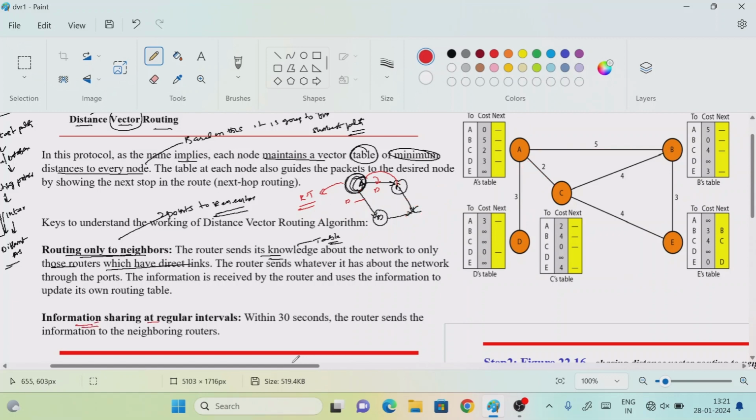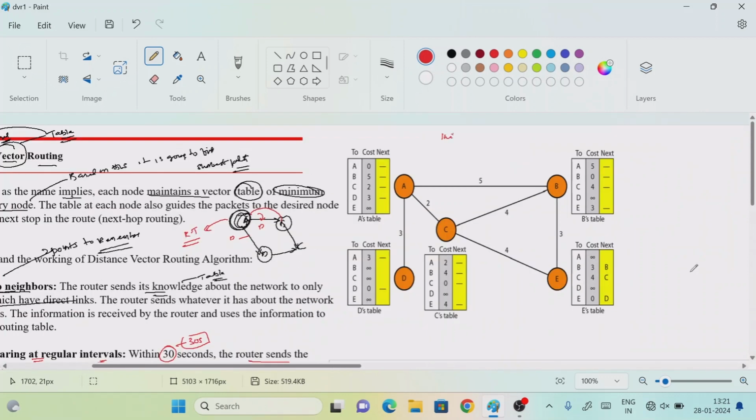Now, every 30 seconds it exchanges its routing table with the neighboring routers. The very important point to remember is that it shares only with its neighboring routers, which means only directly connected nodes or routers.